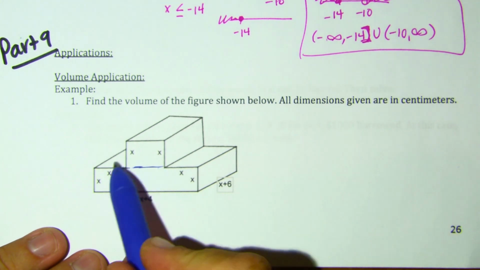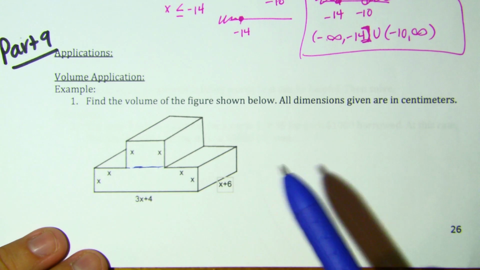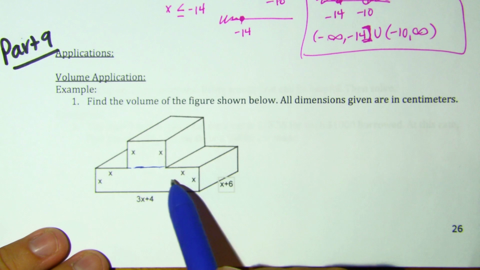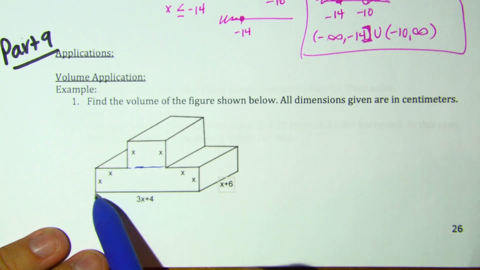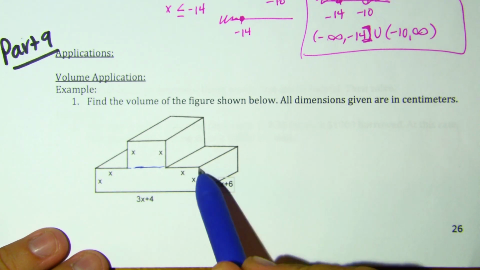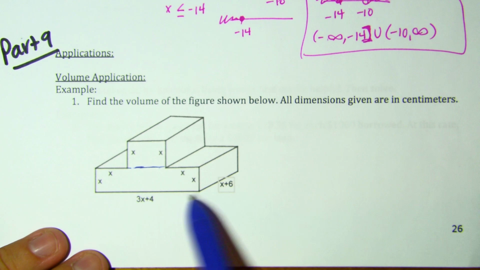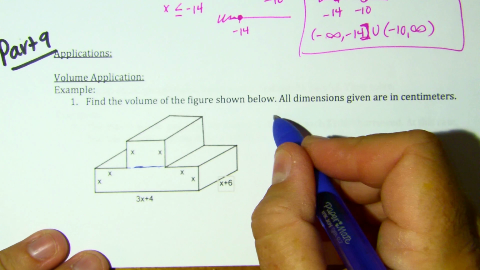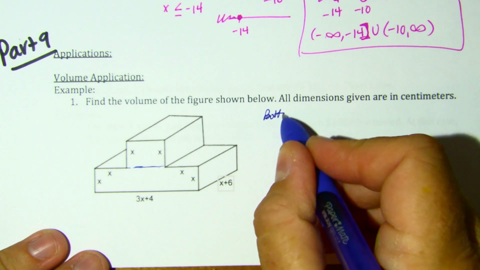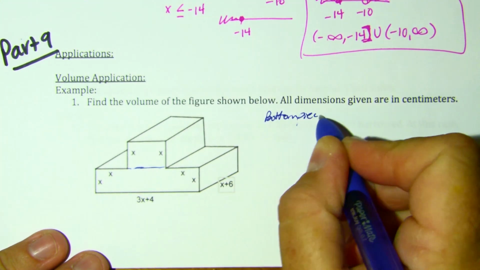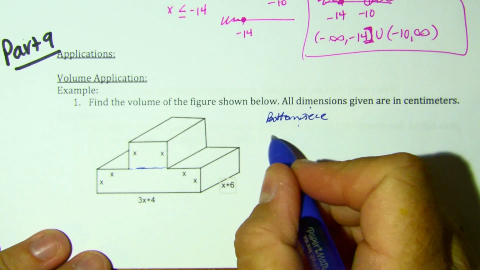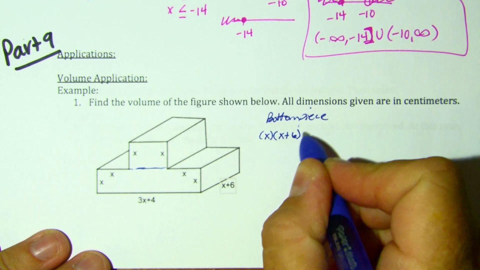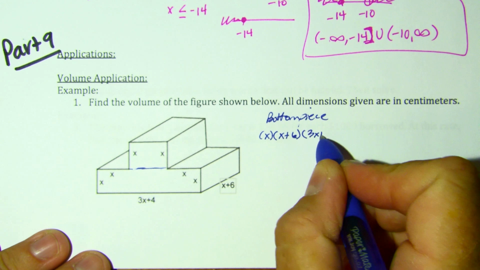Now this rectangular prism is technically what it's called. If I wanted to find the volume of that shape, that would be length times width times height. So I know the length, I know the width, I know the height. So for the bottom piece, that would be x times x plus 6 times 3x plus 4.